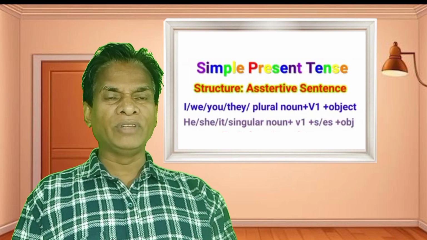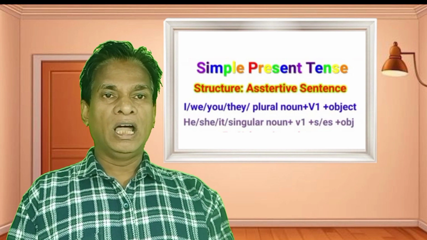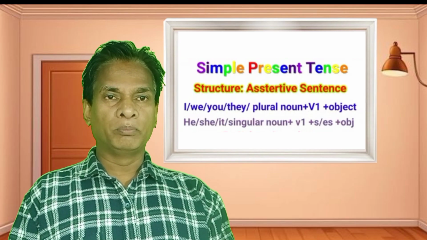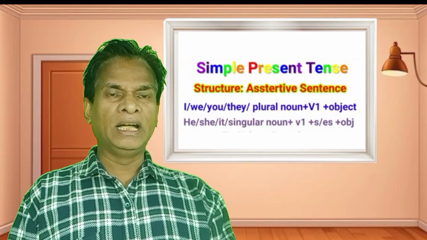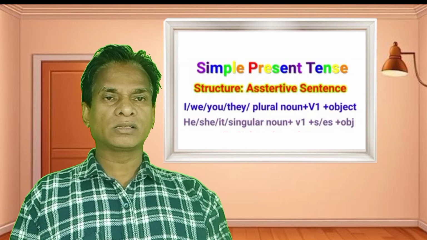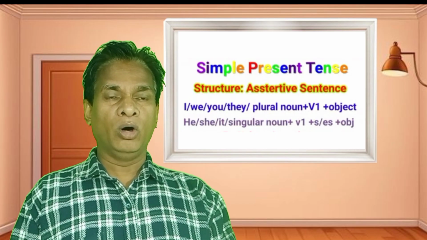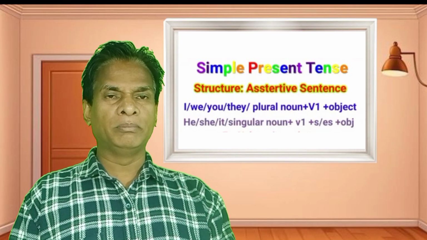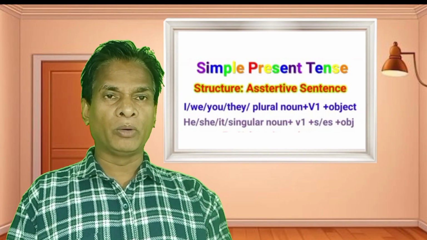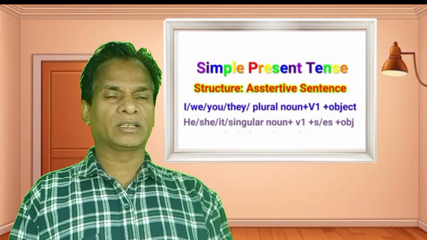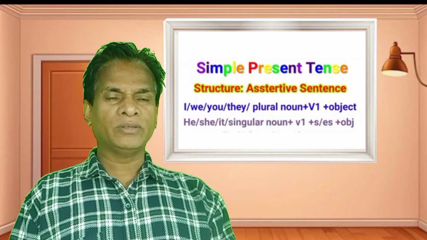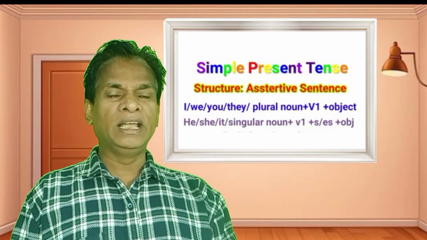Structure for assertive sentence: I, we, you, they, plural number plus present tense form plus object. He, she, it, singular number plus present tense form with s or es plus object. Example: we speak English. They live in India.